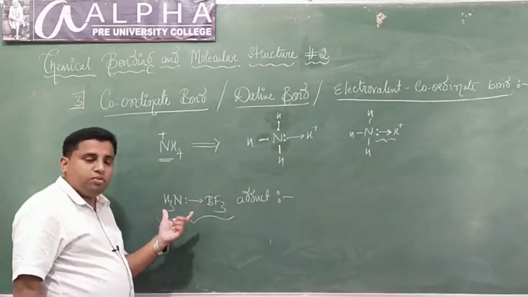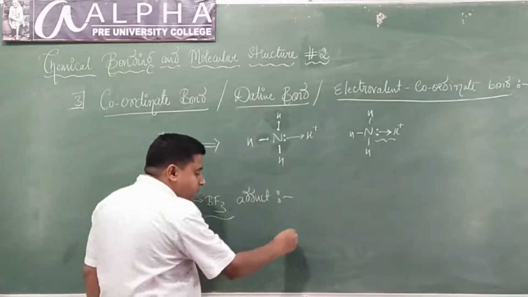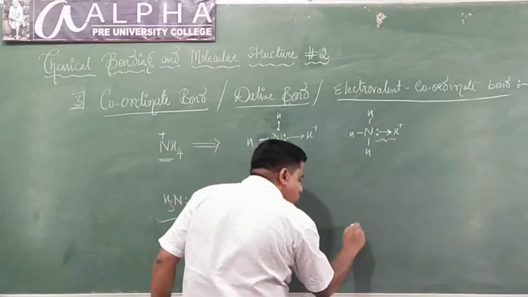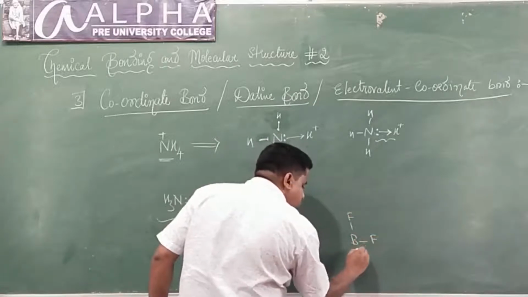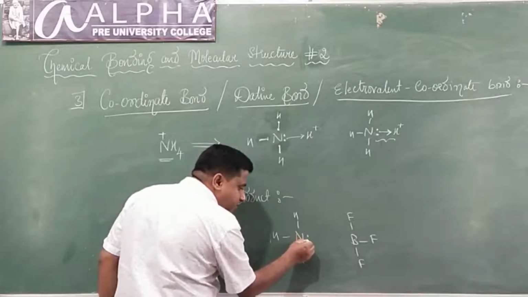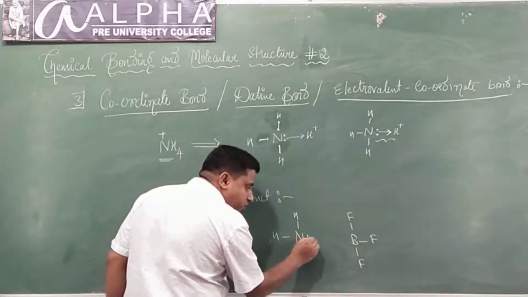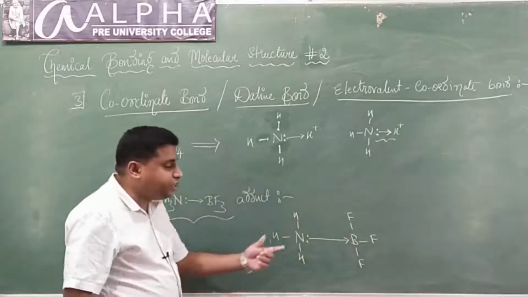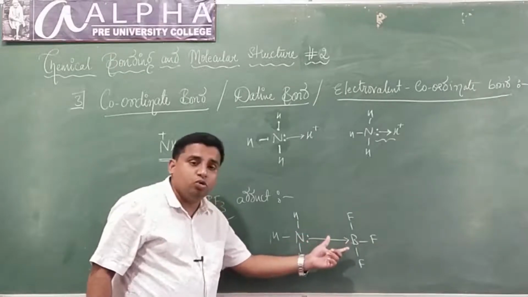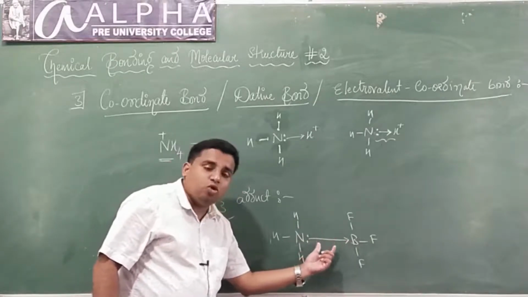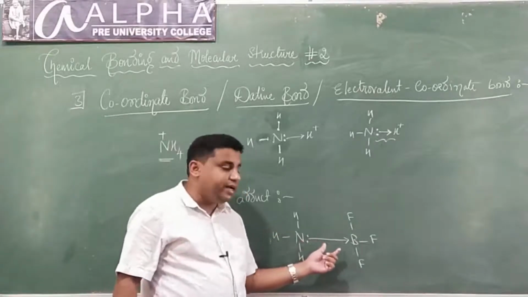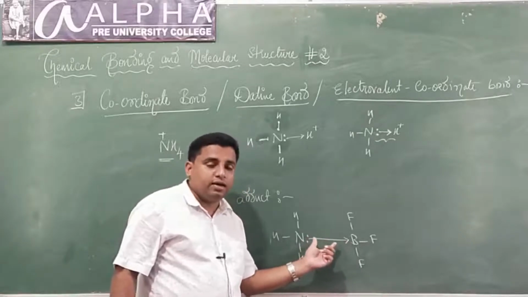How is this compound formed? In this adduct, see, all these are covalent bonds. In boron trifluoride, BF3, all these are also covalent bonds. In this case, only nitrogen will share its lone pair of electrons with boron. Boron will not share any electrons with nitrogen. It forms a bond, and what is this bond called? It is called a dative bond. And how do you indicate a dative bond? By an arrow mark.